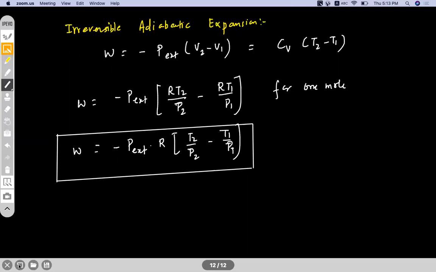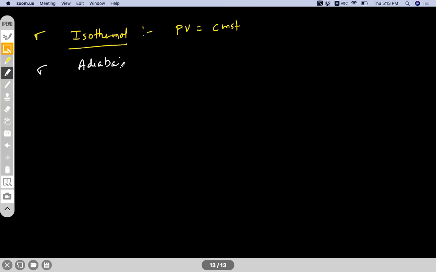Yeah, now next. What have we done so far? We have done the isothermal process, and for the isothermal process we have seen that PV equals constant. We have done the adiabatic process, and the condition for the adiabatic process is delta Q is zero, we know. Apart from this, we can also write PV to the power gamma equals constant, isn't it?